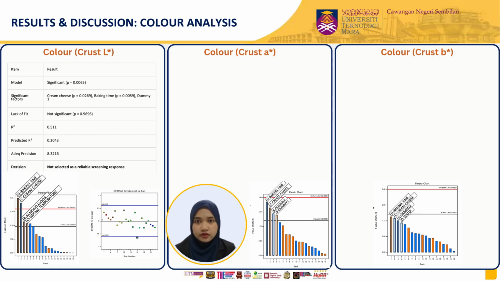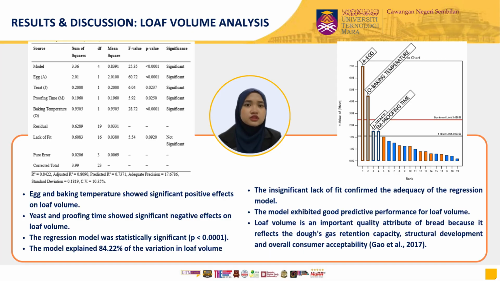This is an important point. A statistically significant model alone is insufficient. A screening response must also satisfy model adequacy criteria, particularly an insignificant lack of fit and insignificant dummy variables. Among all responses, loaf volume produced the strongest statistical model. The overall regression model was highly significant with a p-value less than 0.001. The model explained approximately 84.22% of the variation in loaf volume, and the lack of fit was not significant, indicating that the regression model adequately represented the experimental data.